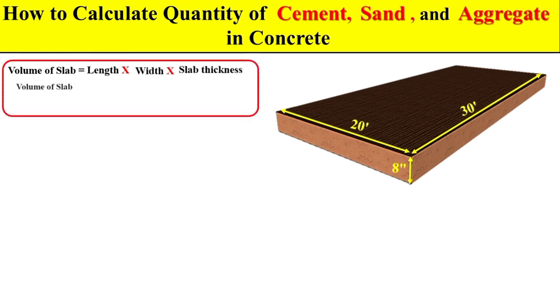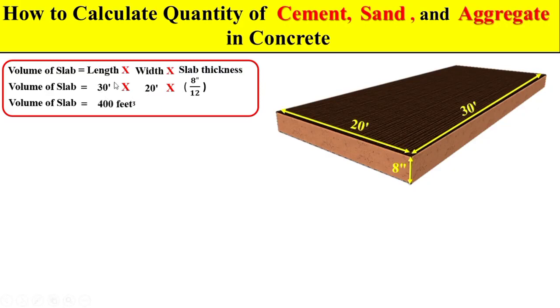So dear students, the length of the slab is 30 feet, the width of the slab is 20 feet and the slab thickness is 8 inches. So we divide this 8 inches by 12 to convert it into feet. So we can get the total volume of the slab in terms of cubic feet.